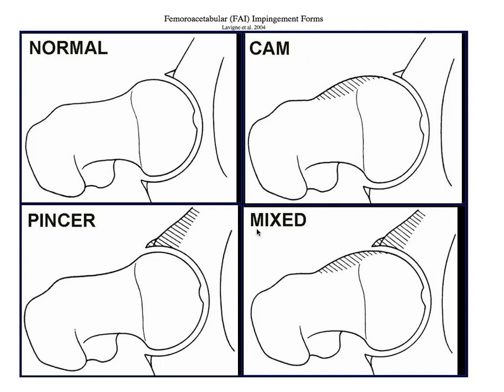And then finally, when they're both combined, with this lower right-hand corner, they're both combined, and that's called a mixed. So these different ways are ways that the labrum can become damaged from repetitive use, and you can have something called femoral acetabular impingement.